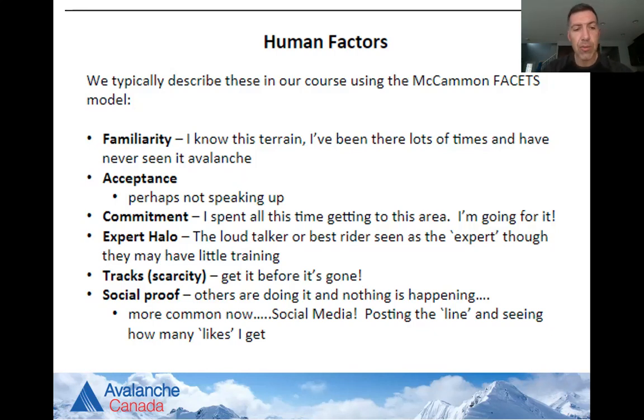Okay, so tracks and social proof, which are the next two, are actually very similar in the heuristics. Social proof is that others are doing it, and if they're doing it, then it must be okay. They're not getting avalanched, it must be all right. I just want to bring you back to that snowmobile at the beginning of the presentation. He wasn't the first person who'd gone up that slope. Tracks were already in. So that social proof doesn't prove anything. You need to make your own decisions based on what you know.